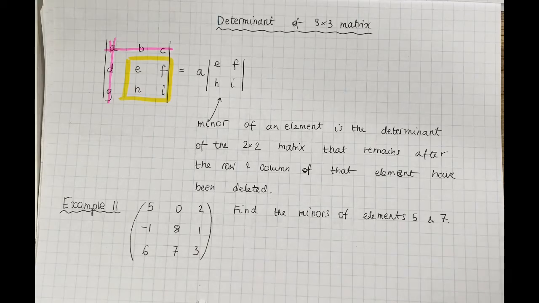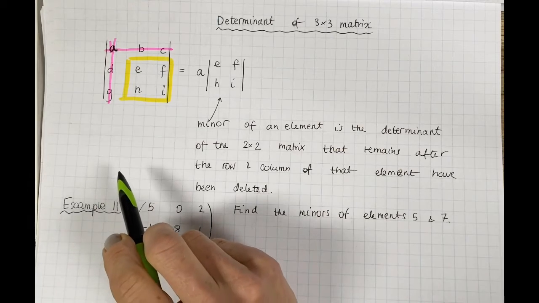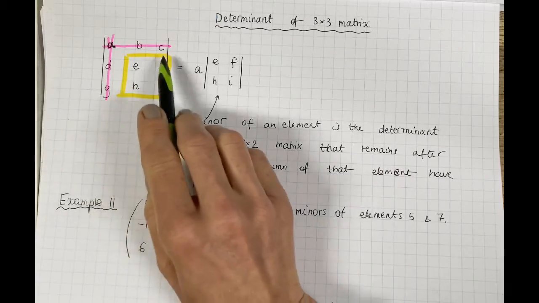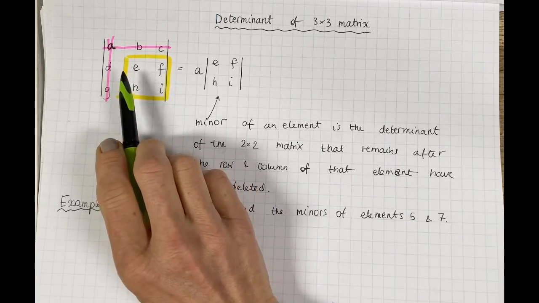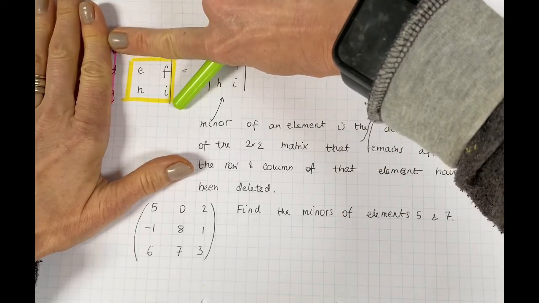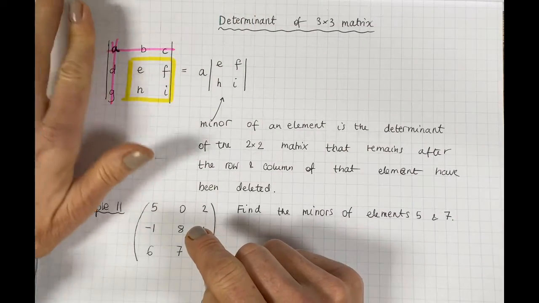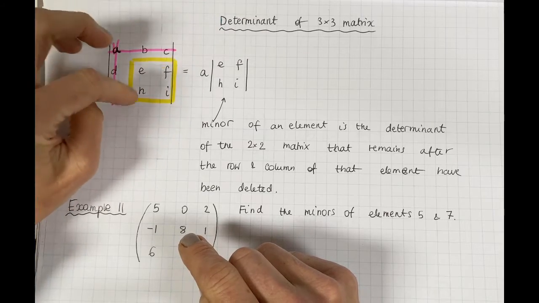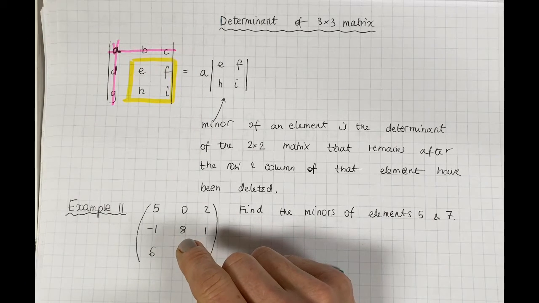The minor of an element, this time element A, is the determinant of the 2 by 2 matrix, here highlighted in yellow, that you obtain by deleting or covering up the row and the column that A is contained in, where A is present. If you delete this and this, you get left with those 4 entries, and if you find the determinant of that, it's going to be called the minor.